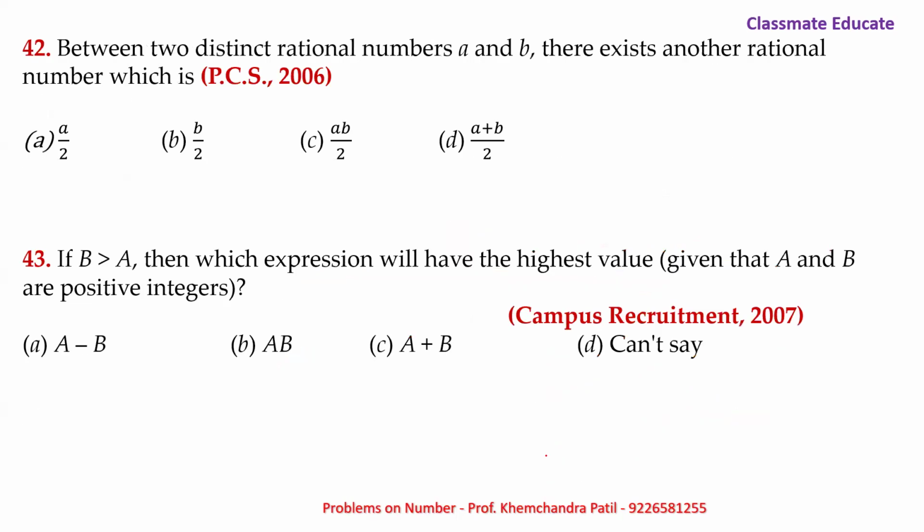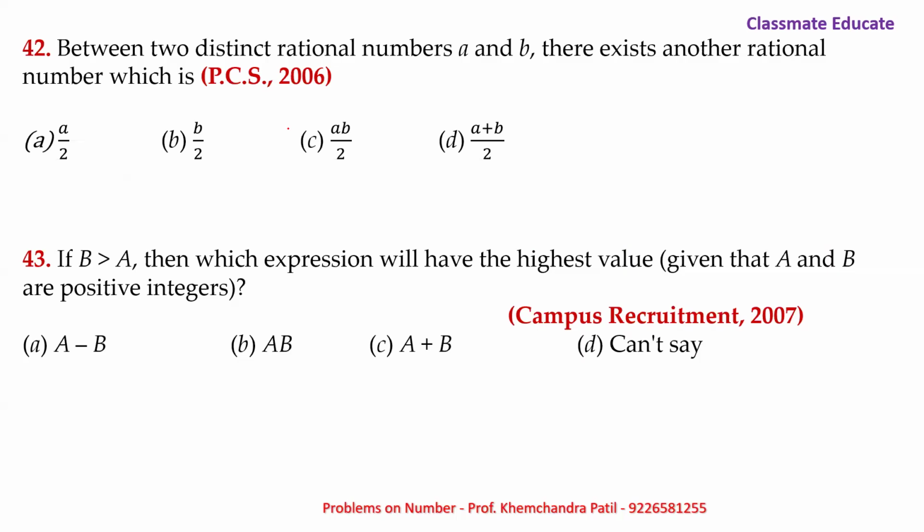Okay. Now, try to give me the answer of these two questions. Use paper and pencil, my dear friends, and put your answers in the comment box. Between two distinct rational numbers A and B, there exists another rational number. This has been done at your school level.